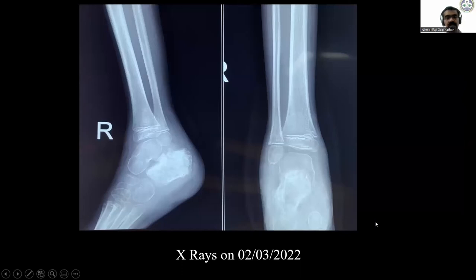So x-rays do have a role. They should not be missed. And apart from these things, they are helpful to rule out other differentials like trauma, tumor, etc. So x-rays are definitely a handy tool while evaluating these kids.